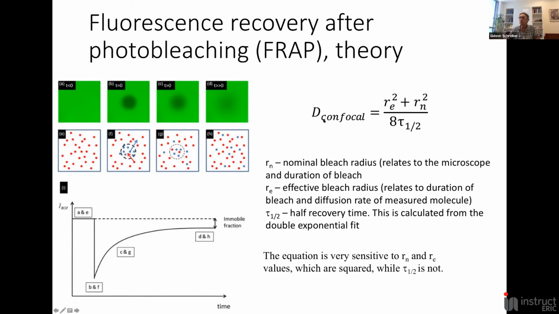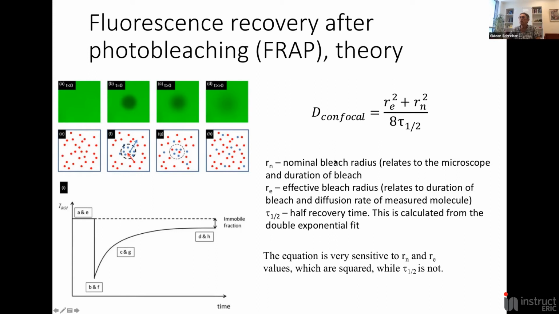And in 2012, a good method of analyzing for confocal bleach spots was shown. Very simple method, basically, where you have only three parameters here: RE, RN, and tau. Tau is the most straightforward. Tau is the half time of the bleach recovery. And then you have RE and RN. RN is the nominal bleach radius.